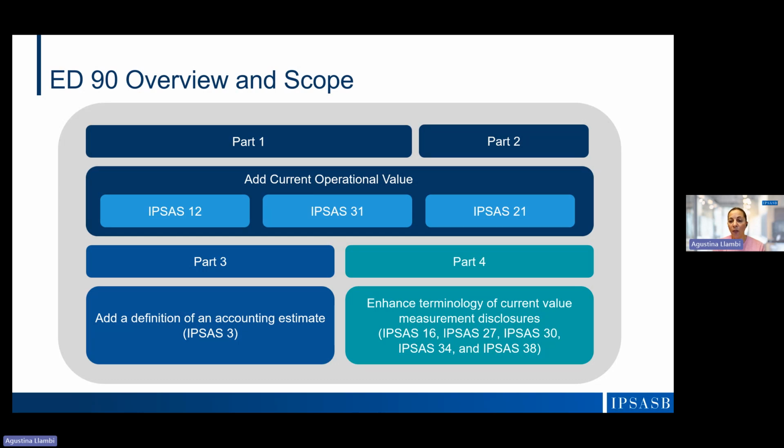Then we have two other portions of the exposure draft, which are smaller amendments because they are more from an improvement perspective. One of them is part three, which is the addition of a definition of accounting estimates into IPSAS 3. And then we see part four, where the IPSASB streamlines terminology on current value measurement disclosures. Okay, so this is, at a high level, the overview and the scope of the ED.